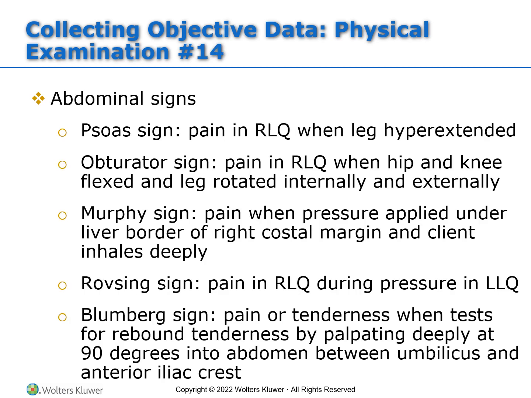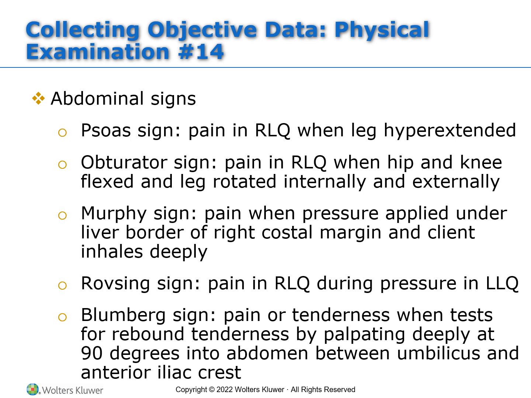All right, so it's this sign. This is pain in the right lower quadrant when the leg is hyperextended. And again, this is irritation of the iliopsoas muscle due to appendicitis. The obturator sign, this is pain in the right lower quadrant when the hip and knee are flexed and the leg is rotated internally and externally. And this is due to irritation of the obturator muscle due to appendicitis or a perforated appendix.